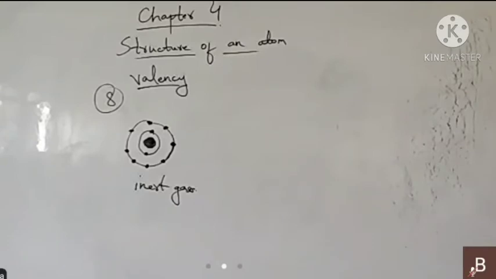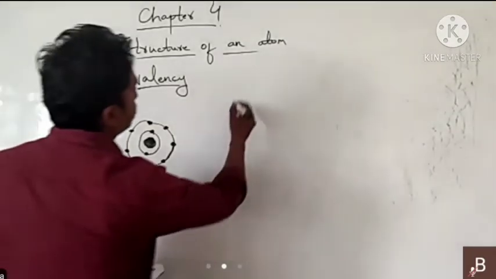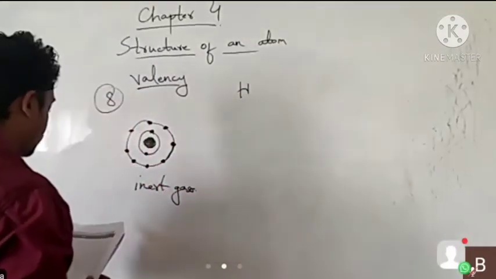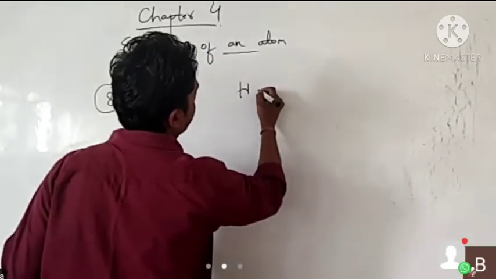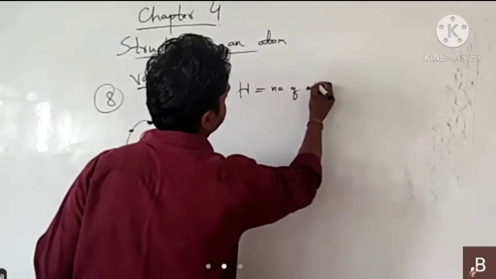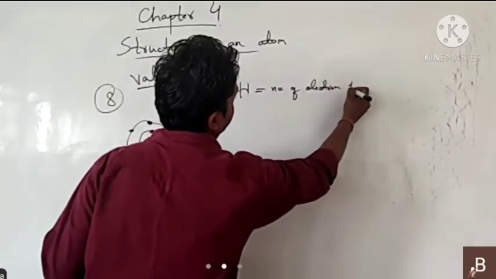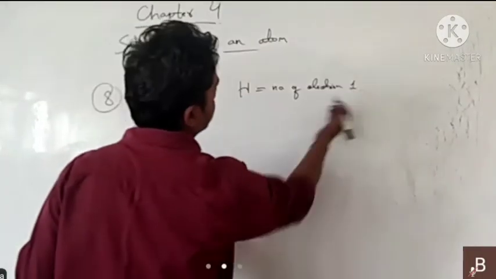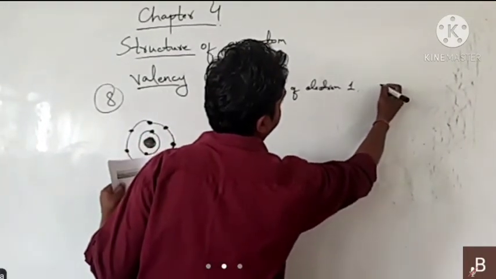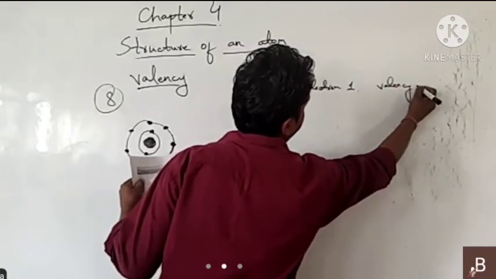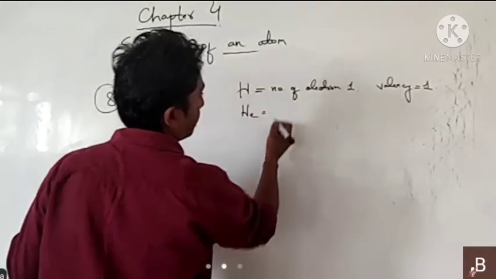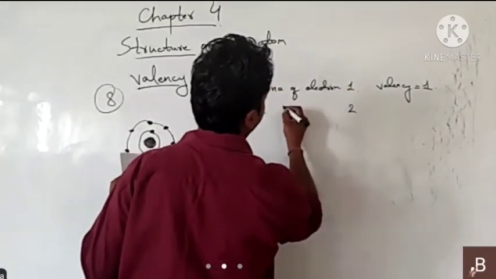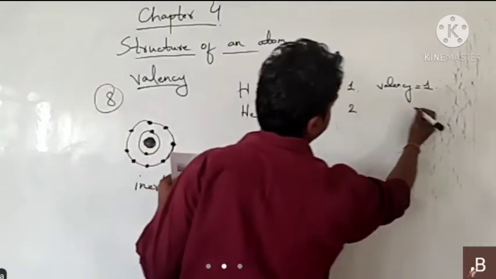So let's talk about the valency of different elements. Take the example of hydrogen. Hydrogen has atomic number, that means number of electrons, 1. So we can say the valency of hydrogen is 1. In the same way, helium, the number of electrons is 2. So we can say its valency is 2.